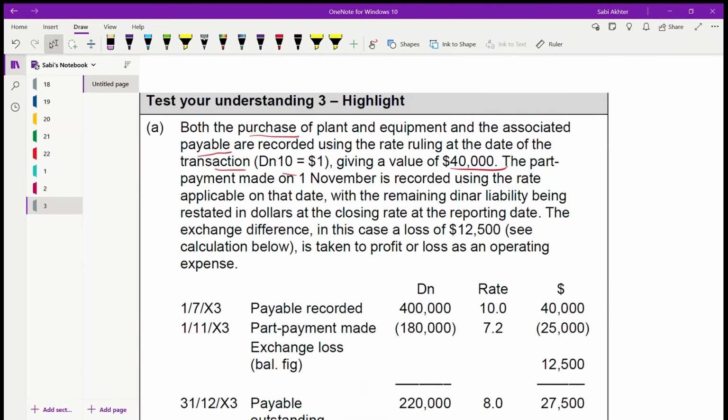Remember you made a part payment, not full payment. So at that date, you have to use that date's rate to translate. The remaining dinar liability is restated in dollars at the closing rate, because payable is a monetary item. The exchange difference in this case is a loss of 12,500. See the calculation below. It is taken to profit and loss as an operating expense. Definitely profit and loss, because they told us cost accounting, the cost model.